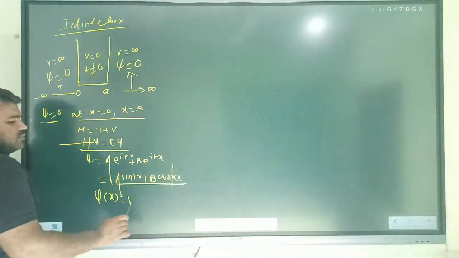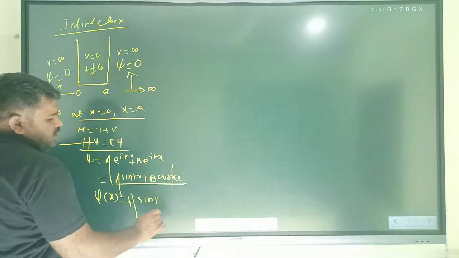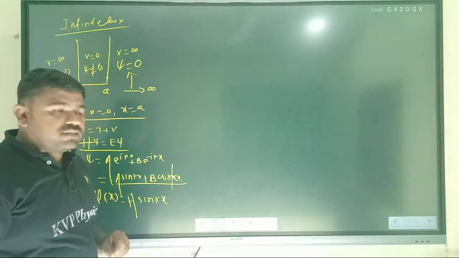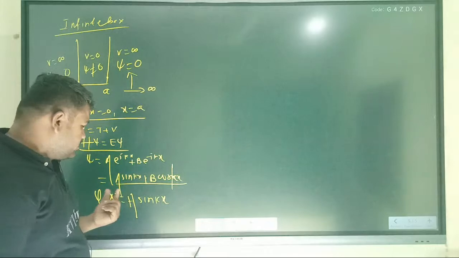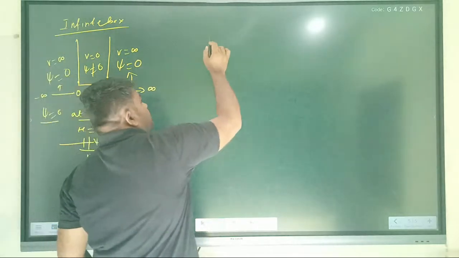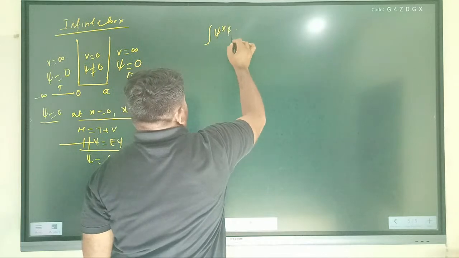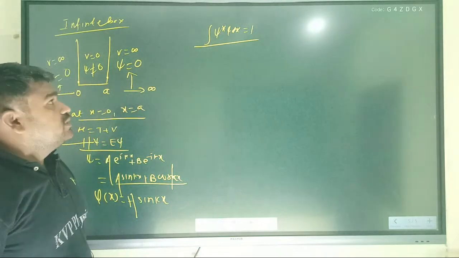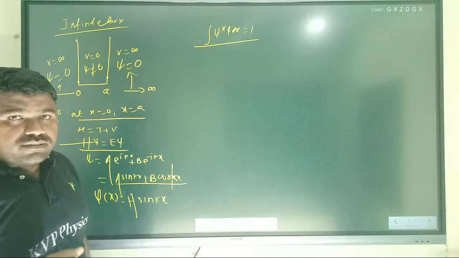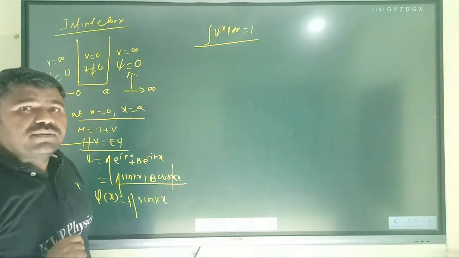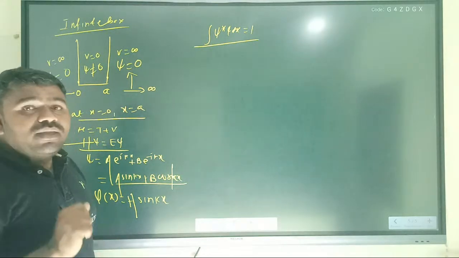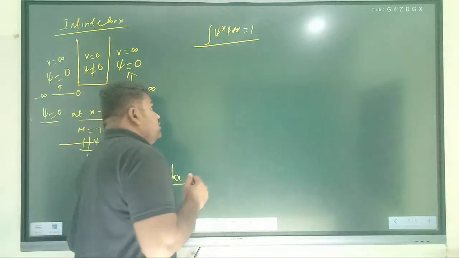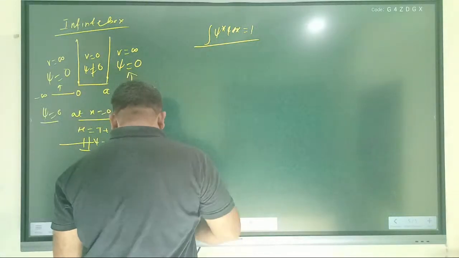Psi of x is equal to A sin kx. A is known as the normalization constant. What is the normalization condition? The normalization condition is the integral of psi star psi dx equal to how much? If the given function is normalized, then what is the integration of psi star psi dx? It is equal to 1. If we get 1, then we can say the given function is a normalized wave function, meaning a well-behaved, well-satisfied wave function. Clear? Psi star psi dx is equal to how much? 1. We can apply this.